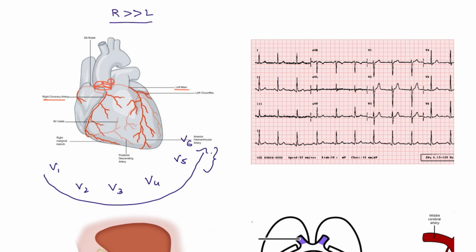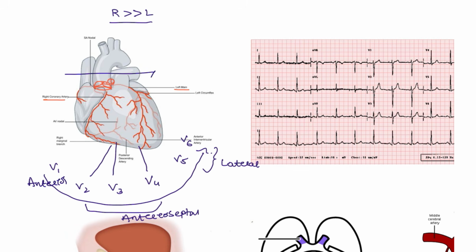So the two sides, this is V5 and V6, mostly covering the lateral side of the heart, and these three are most importantly covering the anterior septal. The main septum is going here, right? This is the main septum that is coming to the anterior septal, and this will cover the anterior side of the heart. And along with that, we also have the triangle, right?